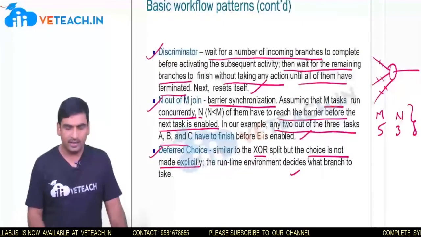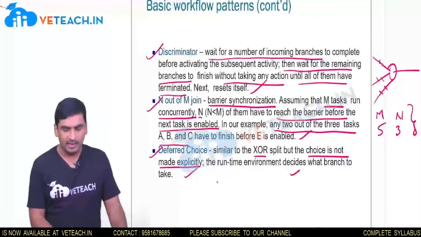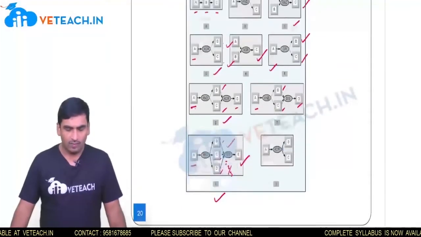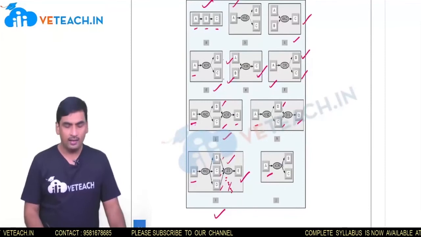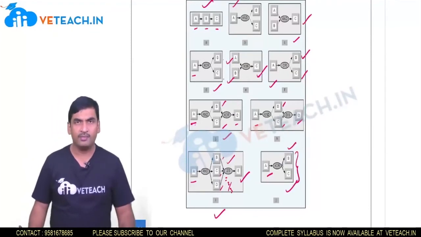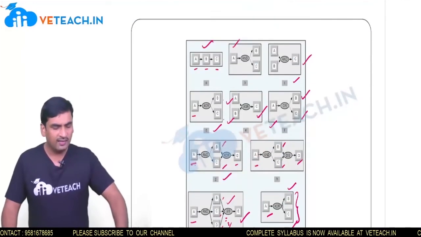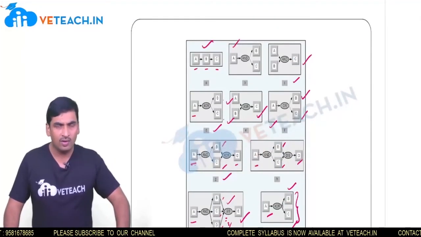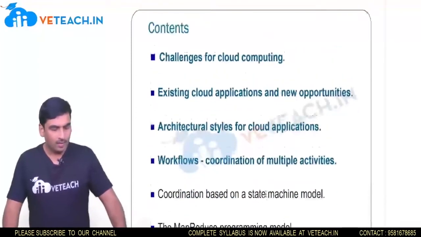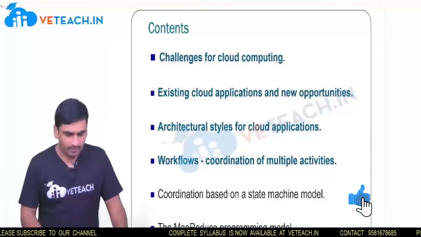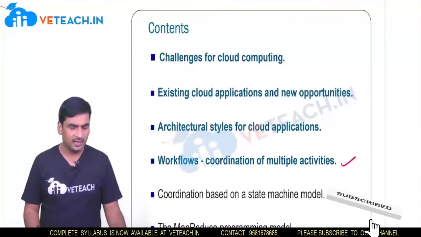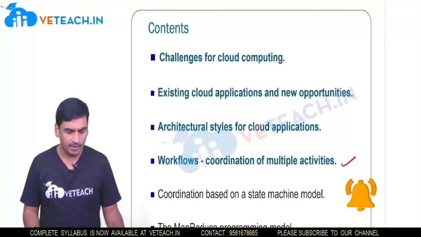Deferred choice. Similar to XOR, but the choice is not made explicitly. The runtime environment decides what branch to take. So after the completion of A, the runtime environment, the program, decides which one to activate, B or C. So these are various workflow patterns. So this is the thing, workflows. Coordination of various multiple activities is taken care of by the workflow patterns. Thank you.